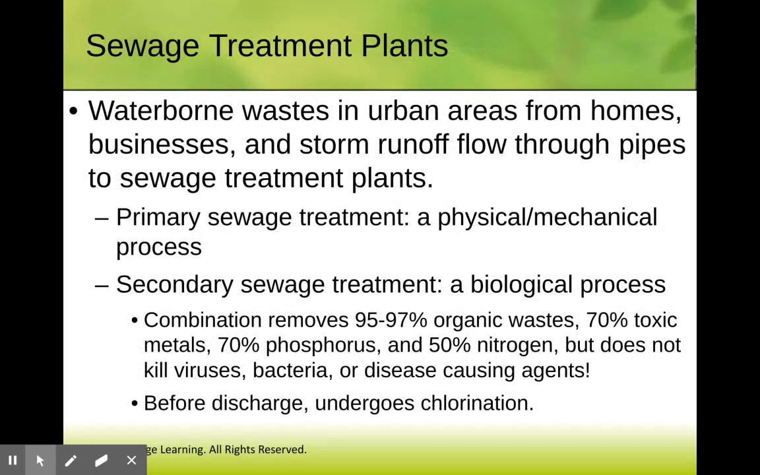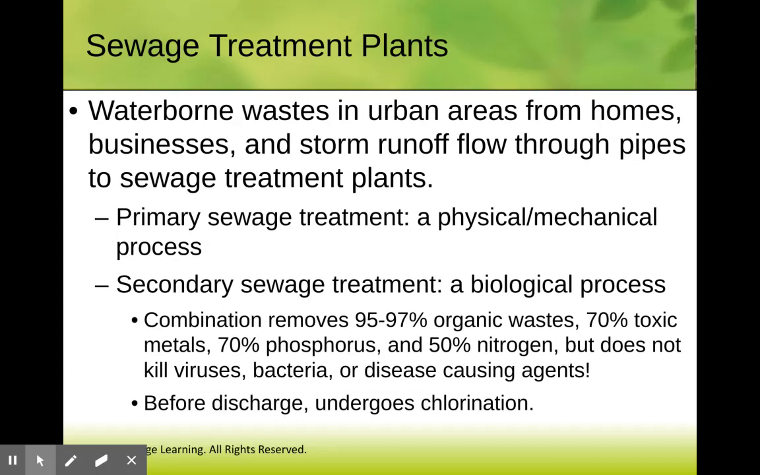Sewage treatment plants. Waterborne waste in urban areas from homes, businesses, and storm runoff flows through pipes to sewage treatment plants. The primary sewage treatment is a physical mechanical process. Secondary sewage treatment is a biological process. So again, the idea is to take the pollutants and waste out of the water so it can be recycled back in.